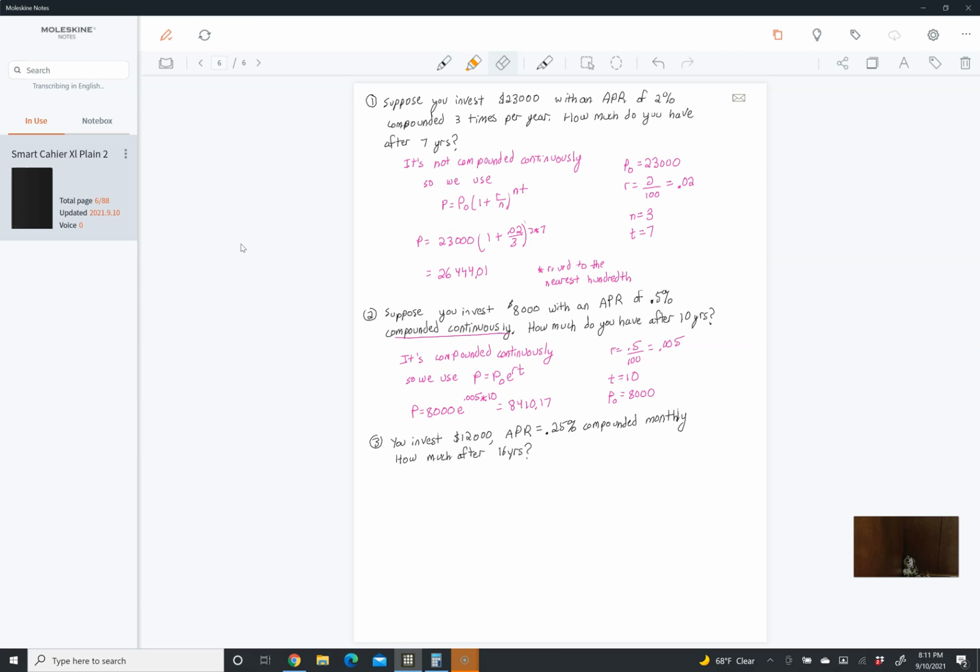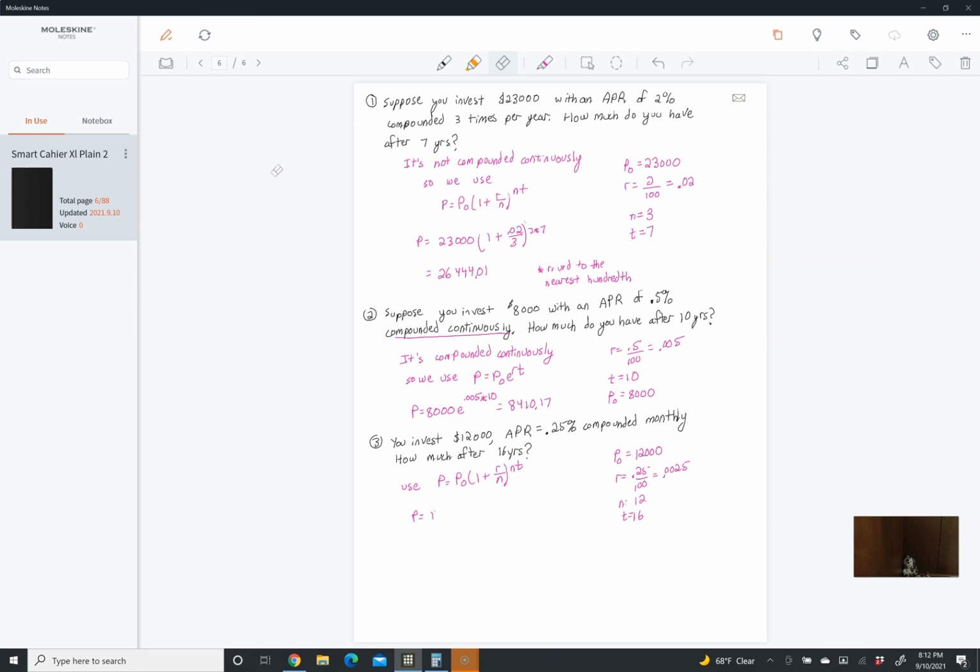So again, you're looking at, does it say compounded continuously? It doesn't. It says compounded monthly, which means that we're using this equation with n because we have a value for n. And then we're identifying what each thing is. It's all given to us in the problem. P0 is 12,000. R is equal to our 0.25 divided by 100, or 0.0025. Our N is 12, and our T is 16.